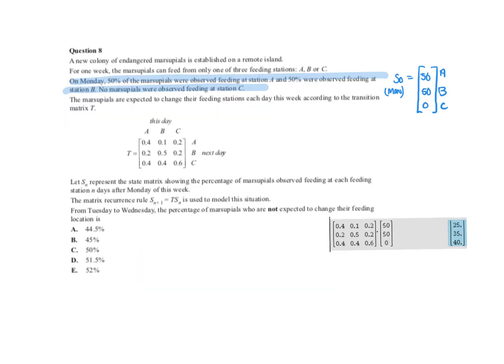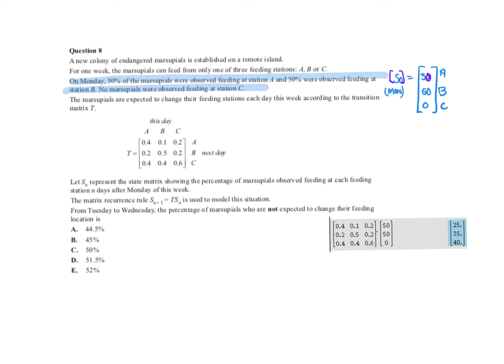Okay, a new colony of endangered marsupials is established on a remote island. For 1 week, the marsupials can feed at 3 of the feeding stations, A, B or C. On Monday, 50% of the marsupials were observed at feeding station A and 50% were observed at feeding station B. So they've really given me an initial scenario, and I'm writing it as 50, so that means a percentage. I'm just going to write these, containing the percentages. And because there was none at C, so 0 at C.